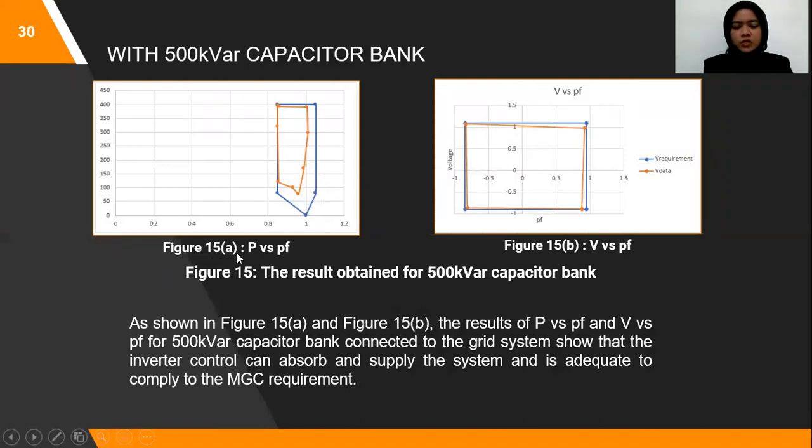Figure 15a shows the power versus power factor. Figure 15b shows the voltage versus power factor. Just like before, the blue line is the MGC requirement, and the orange line is the data collected. As shown in figure 15a and 15b, the results of power versus power factor and voltage versus power factor for 500 kVAR capacitor bank connected to the grid system show that the inverter control can absorb and supply the system and is adequate to comply to the MGC requirement.